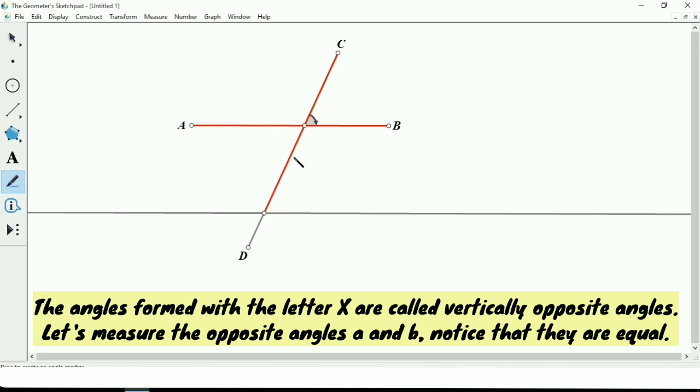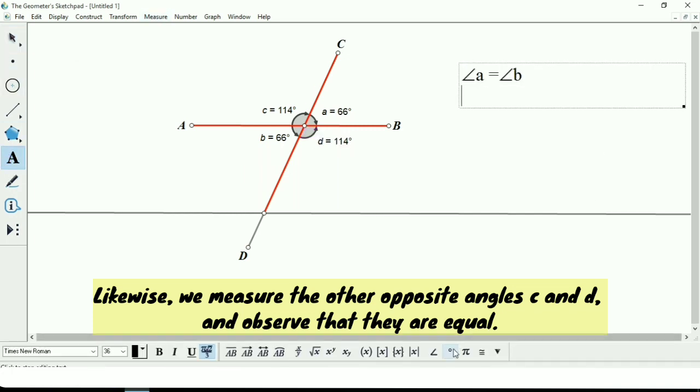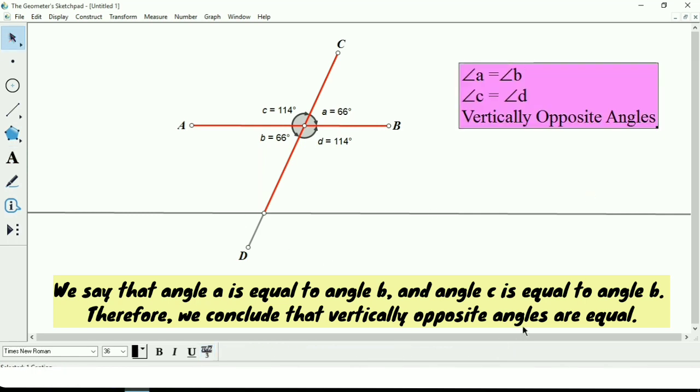Let's measure the opposite angles A and B, and notice that they are equal. Likewise, we measure the other opposite angles, C and D, and observe that they are also equal. We say that angle A is equal to angle B and angle C is equal to angle D. Therefore, we conclude that vertically opposite angles are equal.